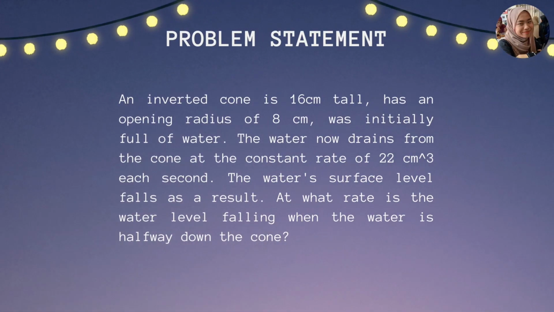So this is our problem statement. The question is, an inverted cone is 16 cm tall, has an opening radius of 8 cm, and was initially full of water. The water now drains from the cone at the constant rate of 22 cm³ each second. The water surface level falls as a result. At what rate is the water level falling when the water is halfway down the cone? Now I will pass to ARISSA HUSNA to solve this question.